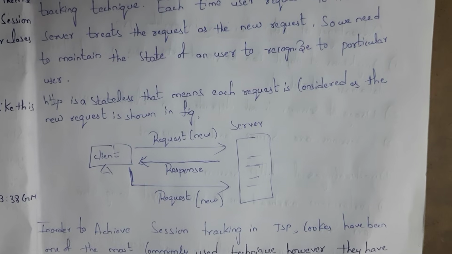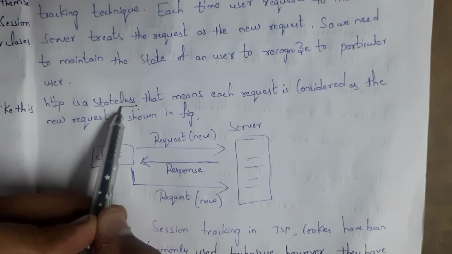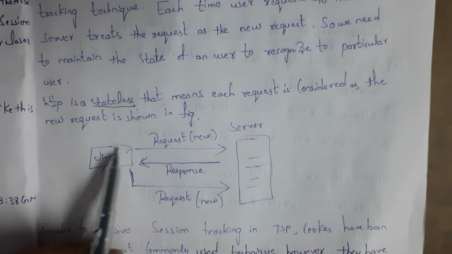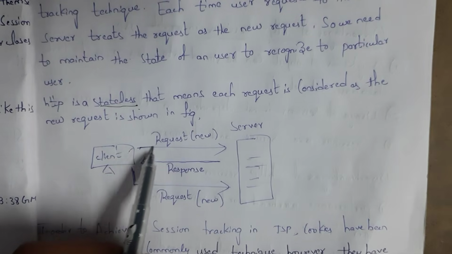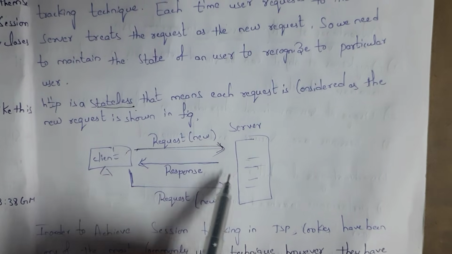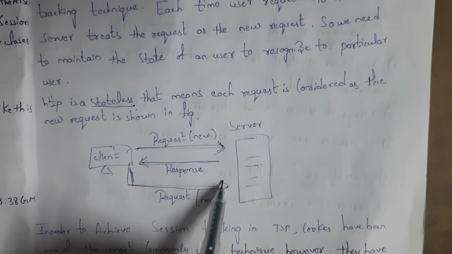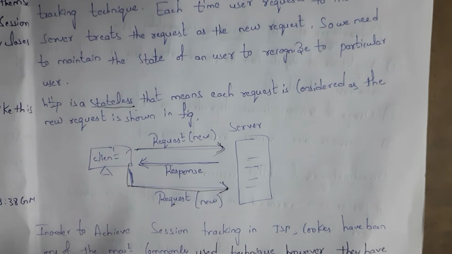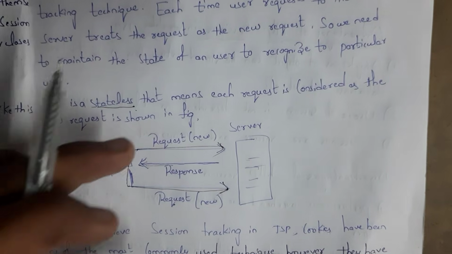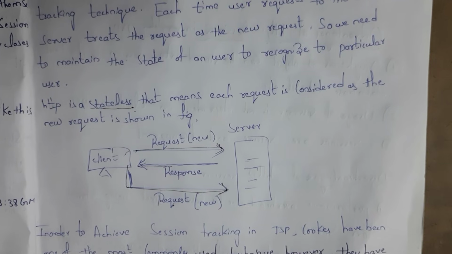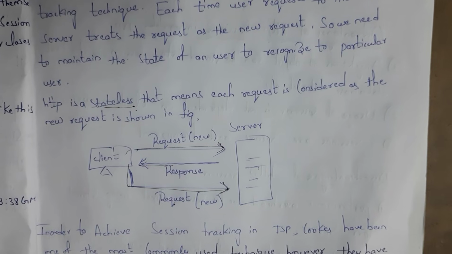We all know HTTP is a stateless protocol. That means each request is treated as a new request. For example, if you see this diagram, whenever the client sends a request, the server provides a response to the request. Next time, whenever the same user sends a request again, this request is treated as a new request. So HTTP is a stateless protocol, meaning each request is treated as new. So in order to maintain state, we need sessions.